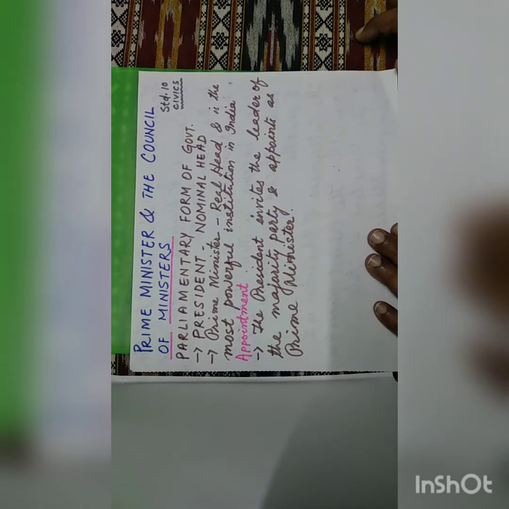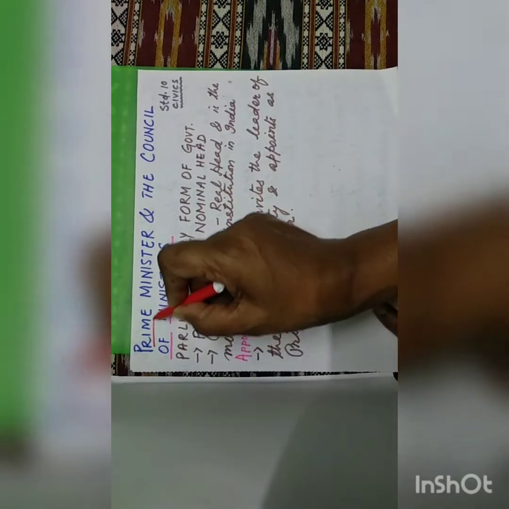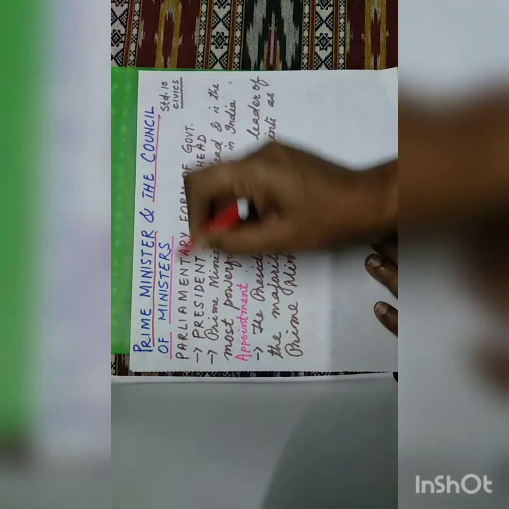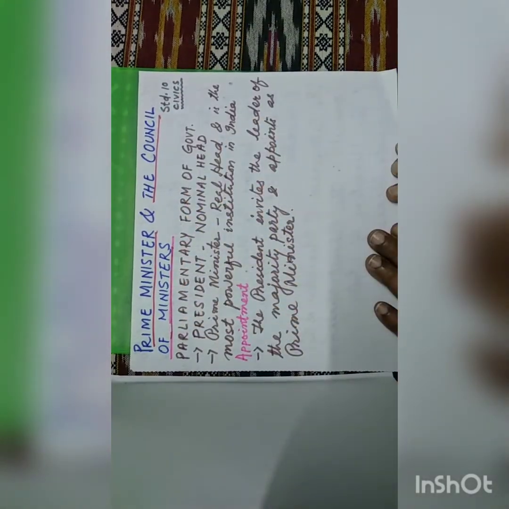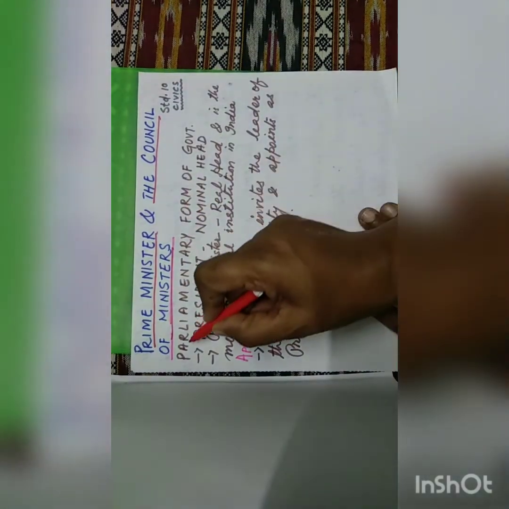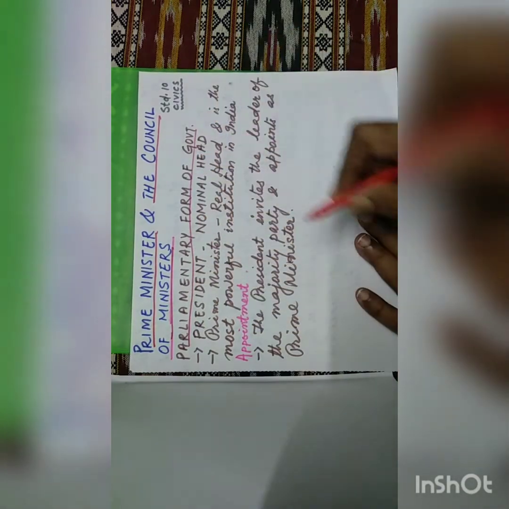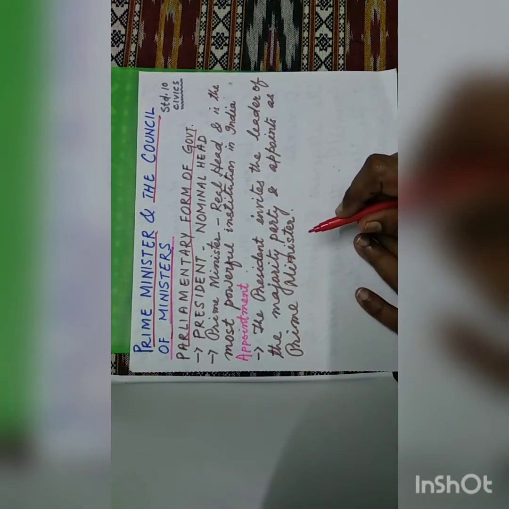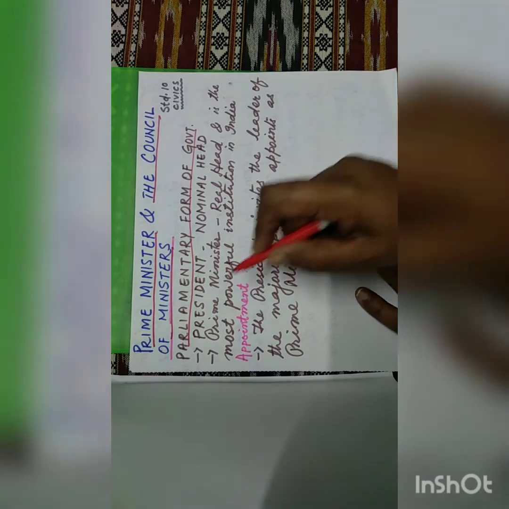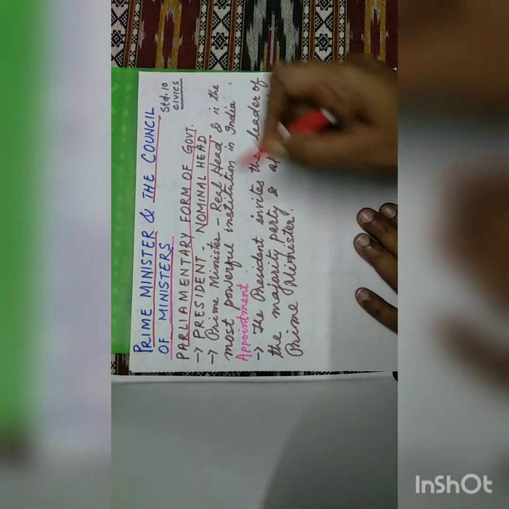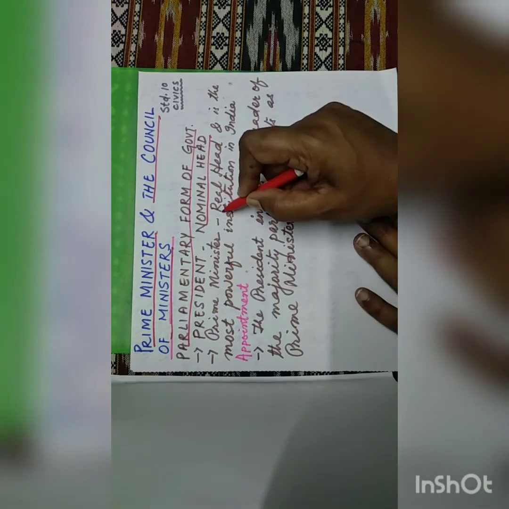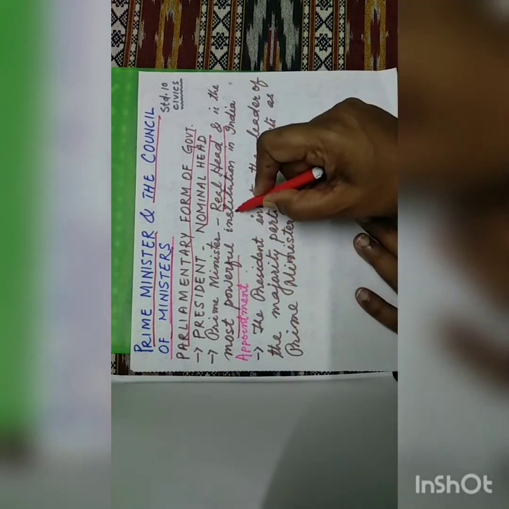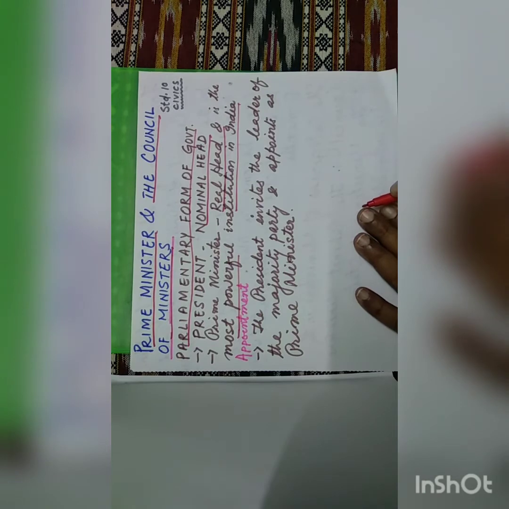Hello students, here I am today with another lesson on civics, that is the Prime Minister and the Council of Ministers. In India, we follow a parliamentary form of government. In a parliamentary form of government, the President is the nominal head, while the Prime Minister is the real head and is the most powerful institution in India.